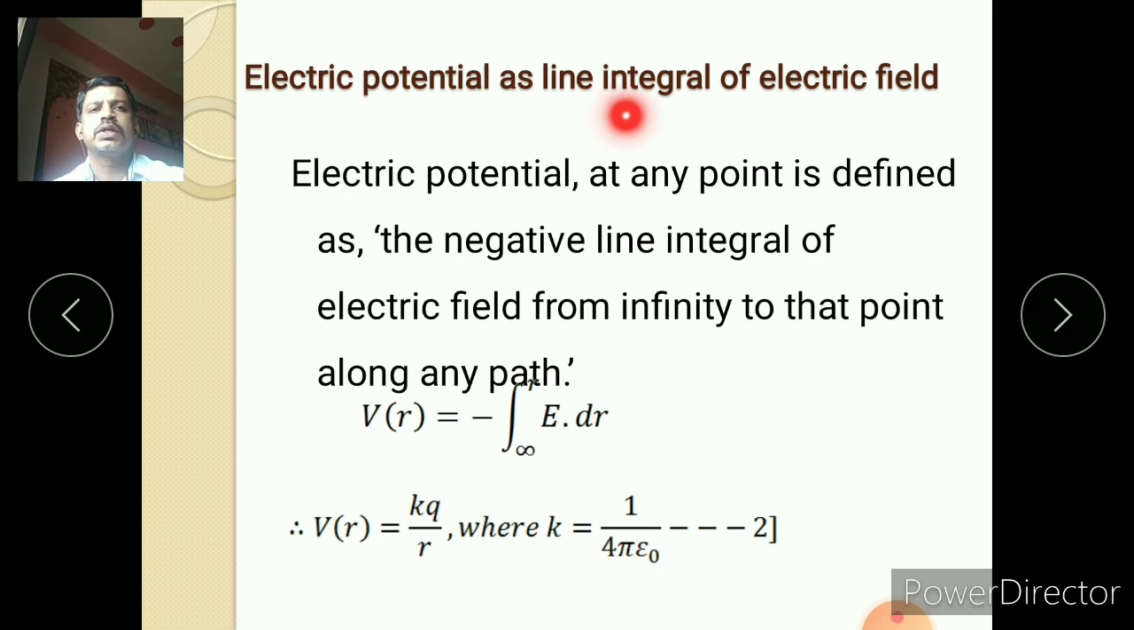Electric potential as a line integral of the electric field. The electric potential at any point is defined as the negative line integral of the electric field from infinity to that point along any path, that is, V(r) is equal to the integral from infinity to r of minus E dr. Therefore, V(r) is equal to kq upon r, where k is equal to 1 upon 4 pi epsilon 0.